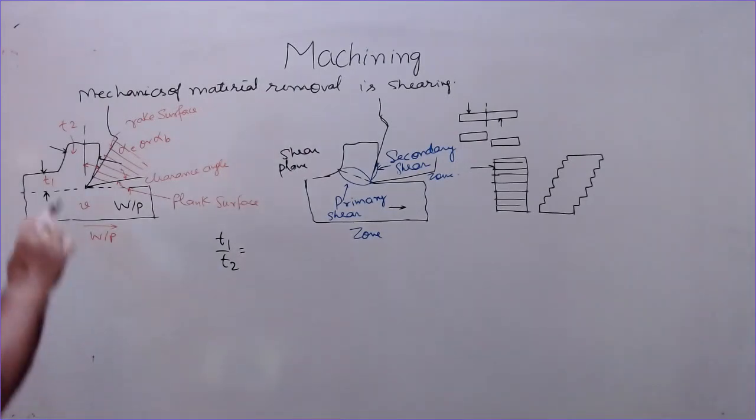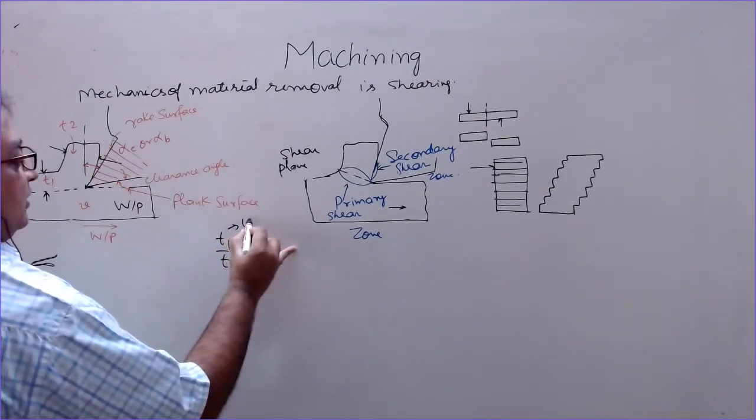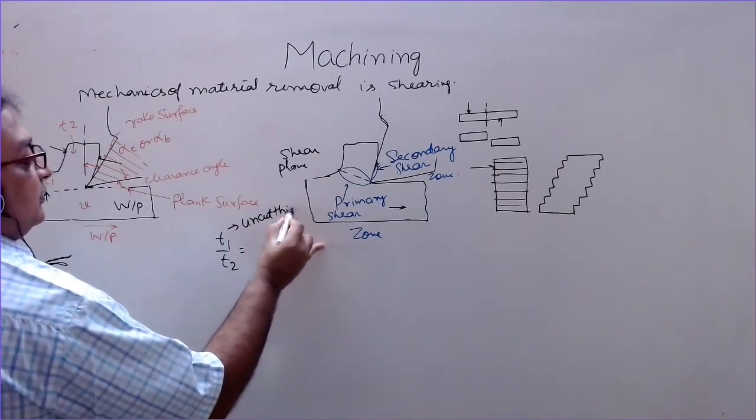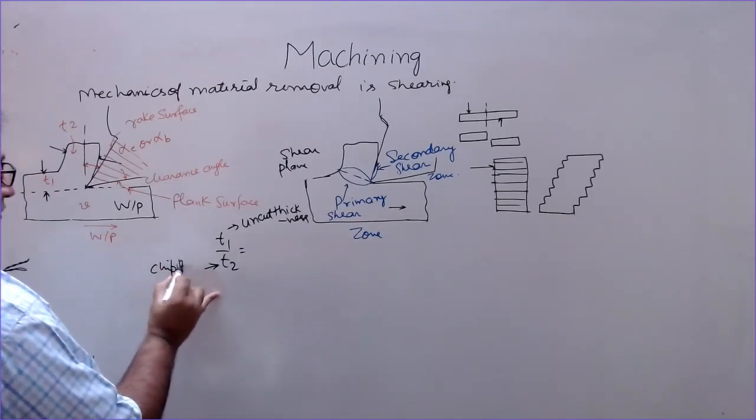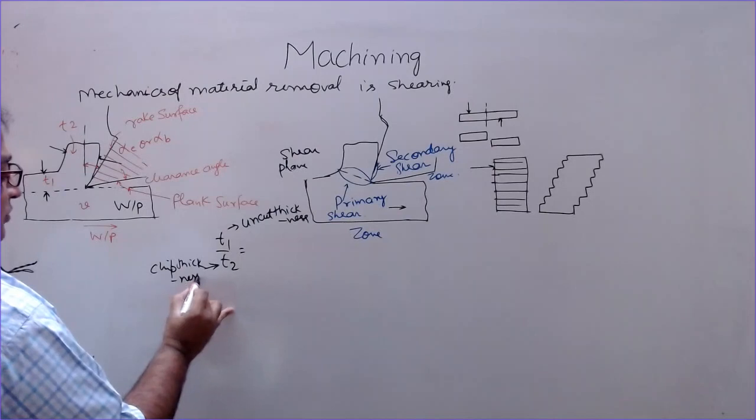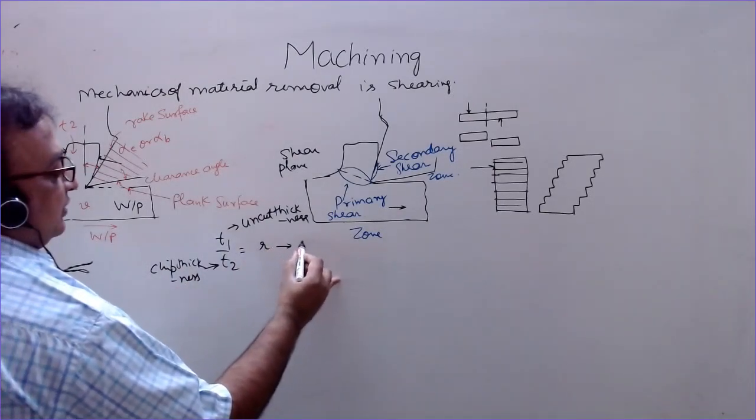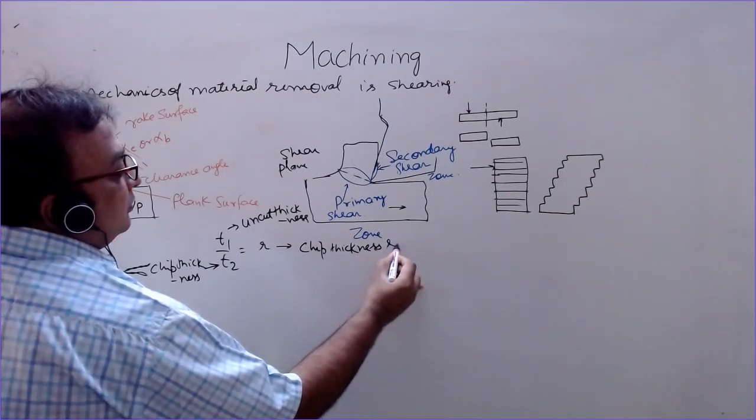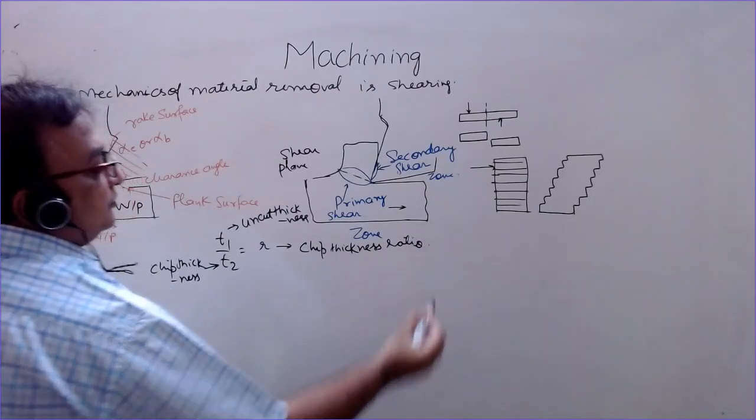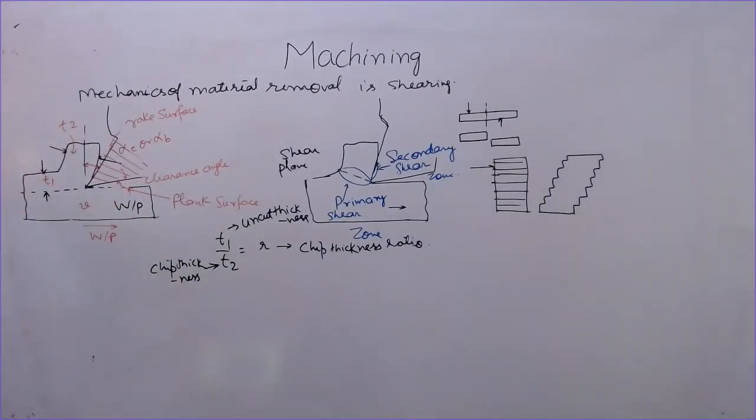T1 is the thickness here. This is also known as the depth of cut or uncut thickness. T1 is uncut thickness, also known as depth of cut. T2 is chip thickness. The ratio is equal to R, and R is the chip thickness ratio, also known as cutting ratio.